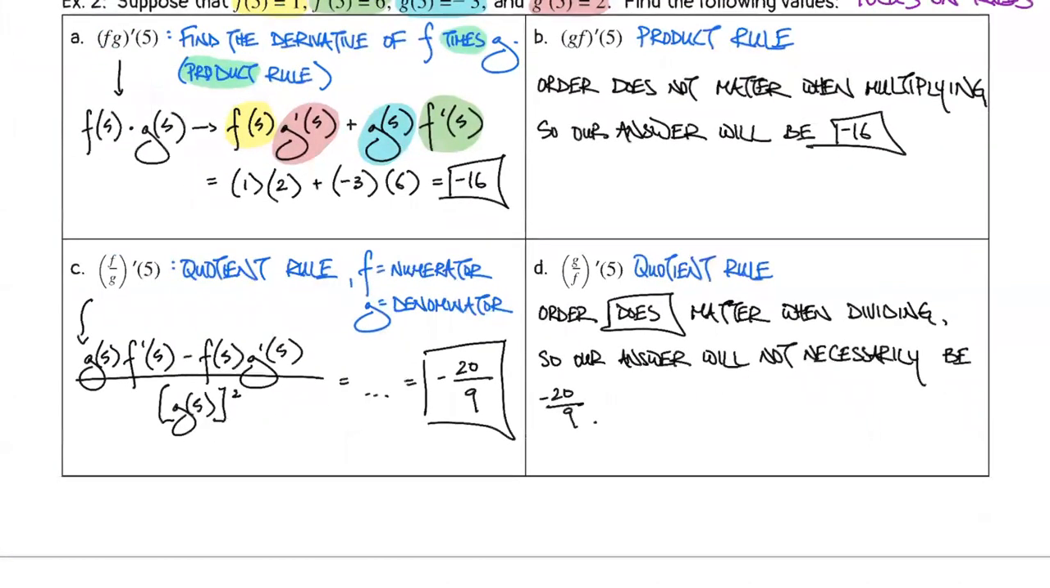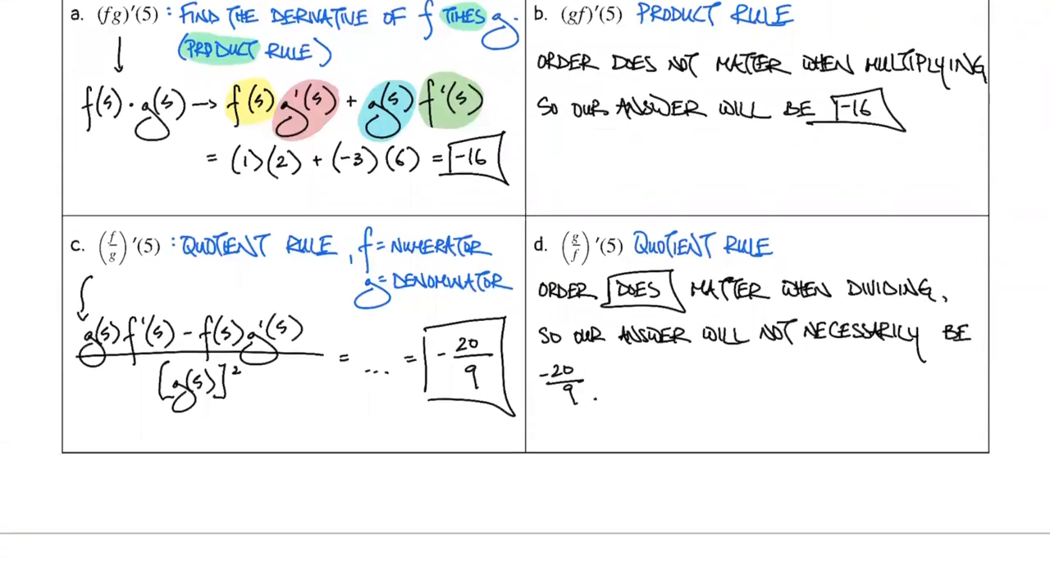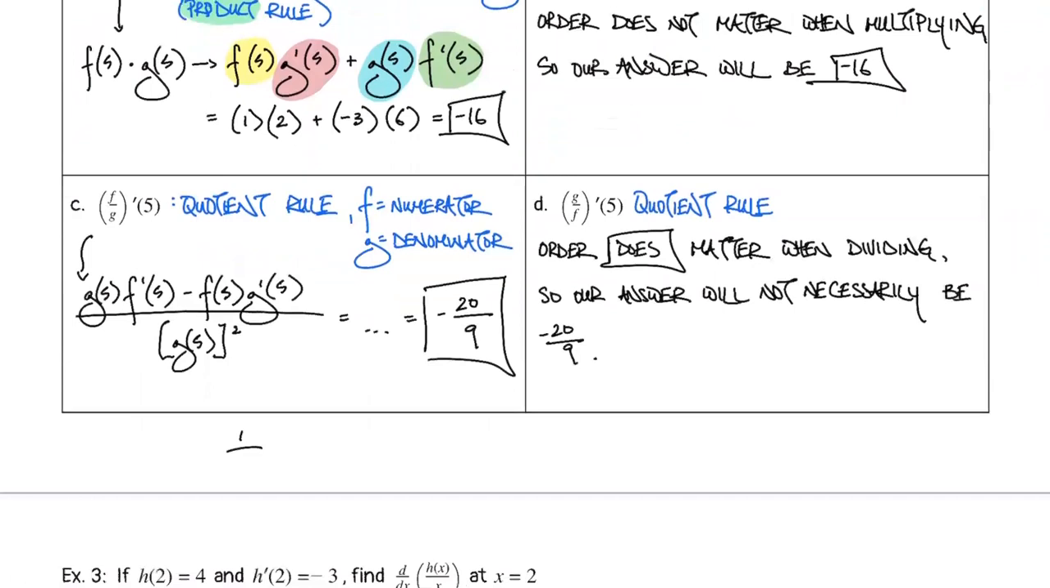Okay, so I see a question in the chat. Order matters because of the negative sign. Well, let's just think about in general when we're dividing. If I divide 1 by 5, is that the same as when I divide 5 by 1?